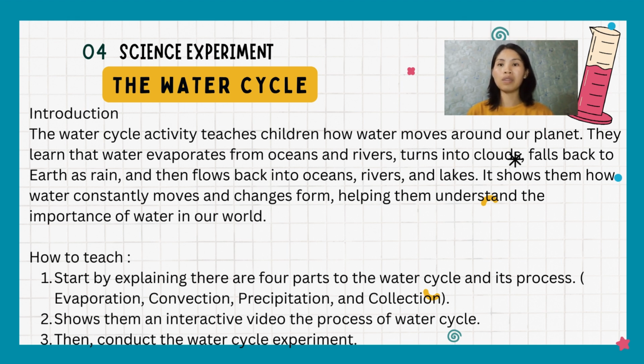It shows them how water is constantly moving and changing in form, therefore helping them to understand the importance of water in our world. And how to teach these activities to children is by explaining that there are four stages involved in the water cycle, which are evaporation, convection, precipitation, and collection.